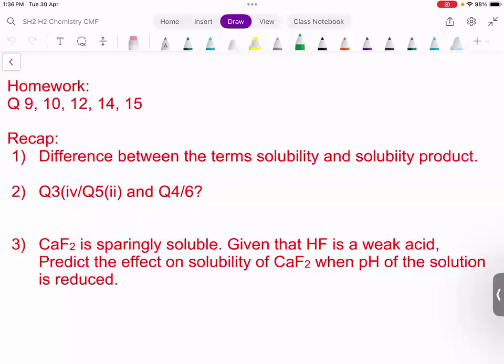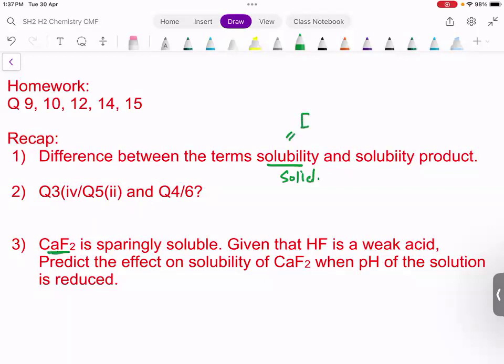Okay, so can I hear from someone what is solubility? Okay, Zheng, tell me what is solubility. Not any amount, right? What is the amount? Maximum amount of the solid that dissolves to form 1 dm³ of saturated solution. All right, so solubility is the property of the solid. Okay, and it's essentially equal to the concentration.